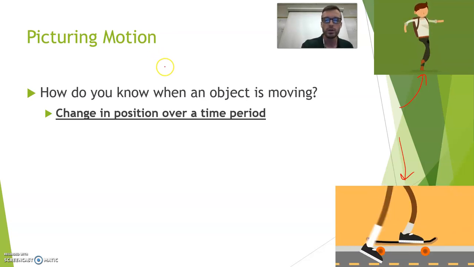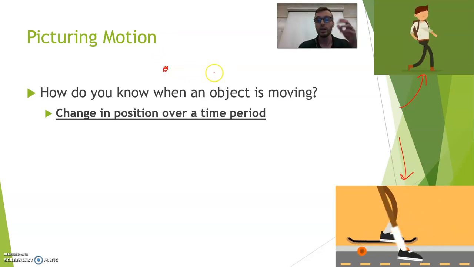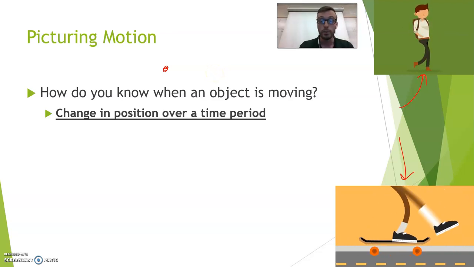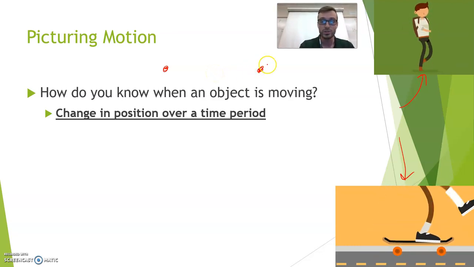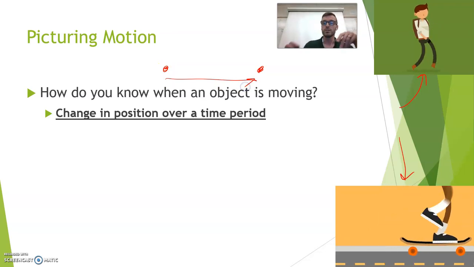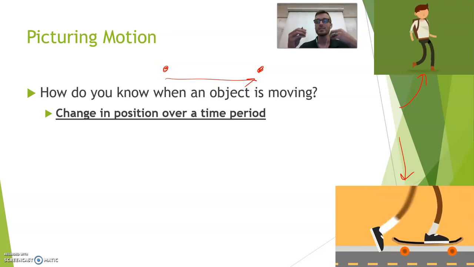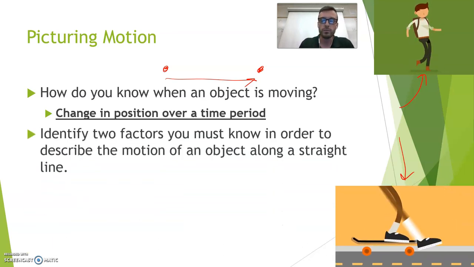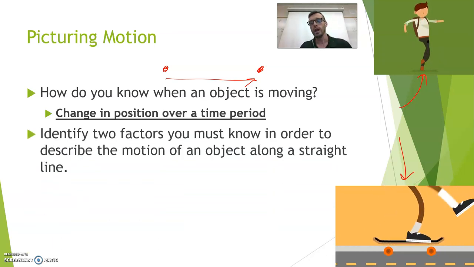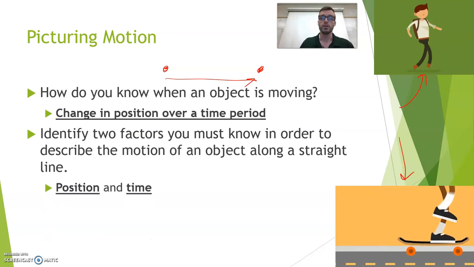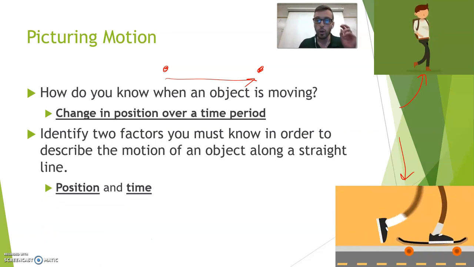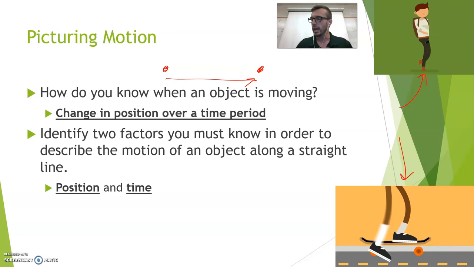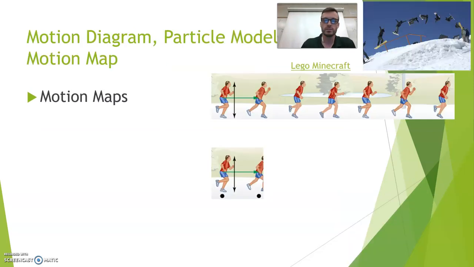So if I take a picture of somebody and they're over here, and then I close my eyes, count to 5, and I open them, and now they're over here, and I take another picture, they moved from here to here. And if you're not at the same place at some other time later, then that means you must have moved. And so if we want to identify or describe something's motion, we're going to need to know two things. We're going to need to know where it is, and we're going to need to know when it is: position and time. So those are the two factors that we need to know.